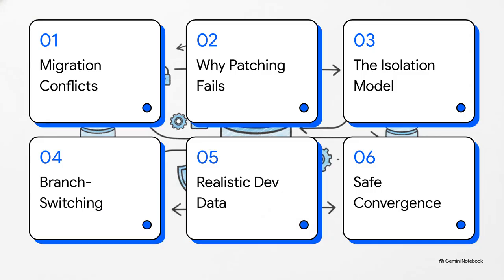Okay, here's our roadmap. 1. The migration conflict problem. 2. Why patching actually fails. 3. Building the isolation model. 4. Our main event, the branch switching routine. 5. Handling realistic development data. And finally, 6. Converging before the release.